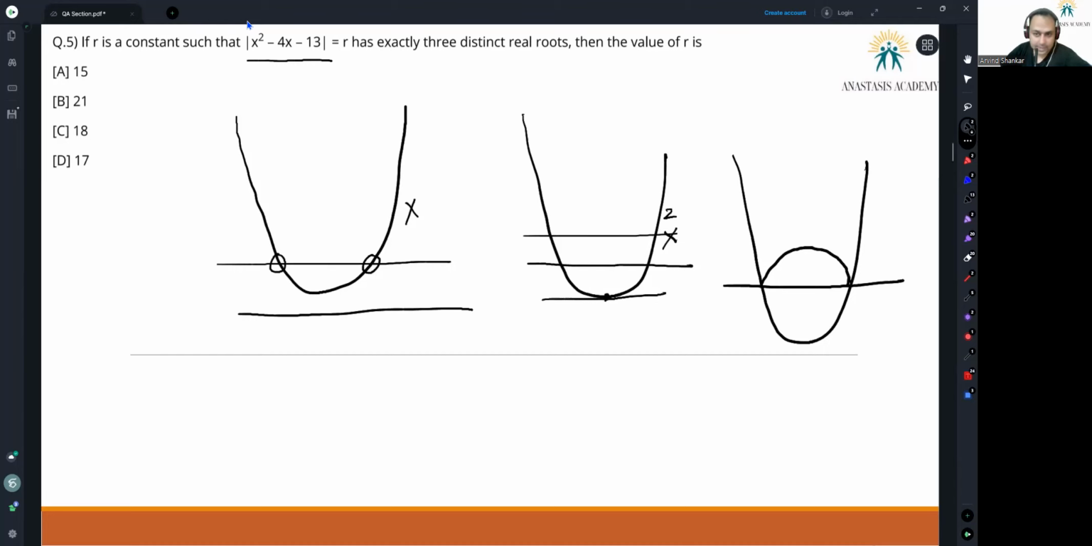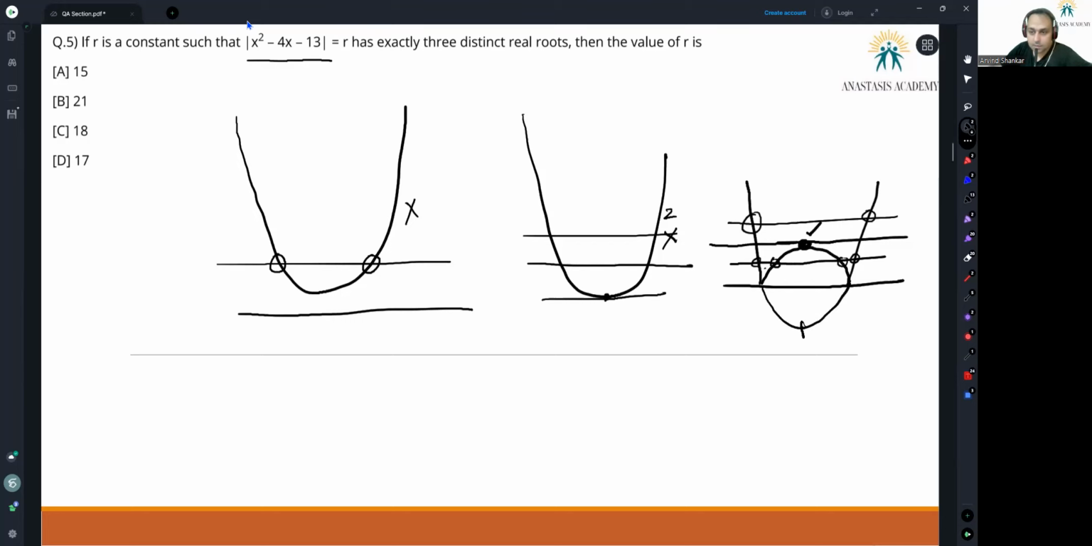It is only in the last case where you are getting a mirror image of sorts. Here you will have 4 solutions. Here you will have 2 solutions. For you to get 3 solutions, it has to be this, just touching the topmost point. If it is just touching the topmost point, this topmost point was a reflection of the lowermost point.